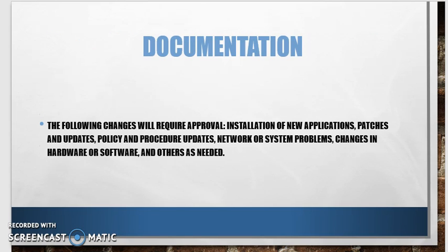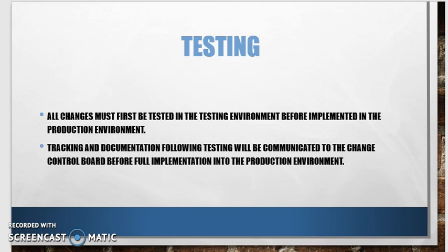And here's just an example of some things that other facilities have had to have documentation for that's going to require approval. So installation of new applications, patches and updates, policy and procedures, network systems or problems, changes in hardware or software. This documentation is always going to be archived, and it's going to be maintained for the life of the hardware or the software that's in use. And then there's also going to be record kept of whether a change was approved, delayed, or denied, because you want to have that information.